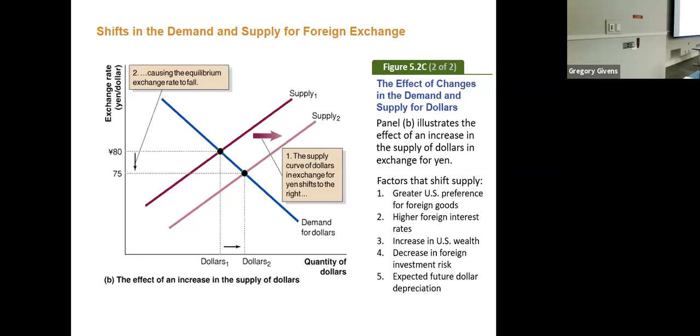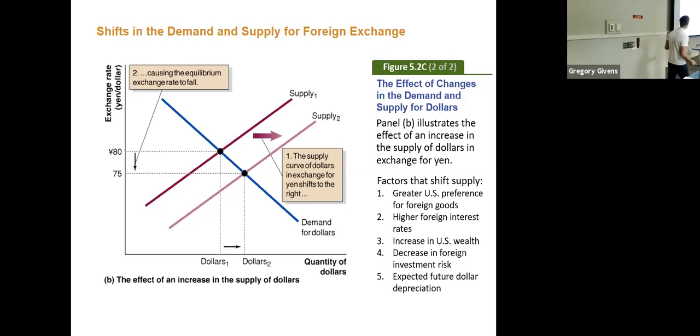An increase in US wealth. Again, if we deem foreign goods as normal goods, if we become more wealthy, we're going to want to buy more of those foreign goods. That means we're going to have to swap dollars for yen at some point. A decrease in foreign investment risk. U.S. investors are risk averse in the same way that foreign investors are. If Japanese bonds suddenly become safer compared to U.S. bonds, then some investors, at least on the margin, are going to want to dump their U.S. bonds and purchase Japanese bonds. To do so, they've got to supply dollars and buy yen.